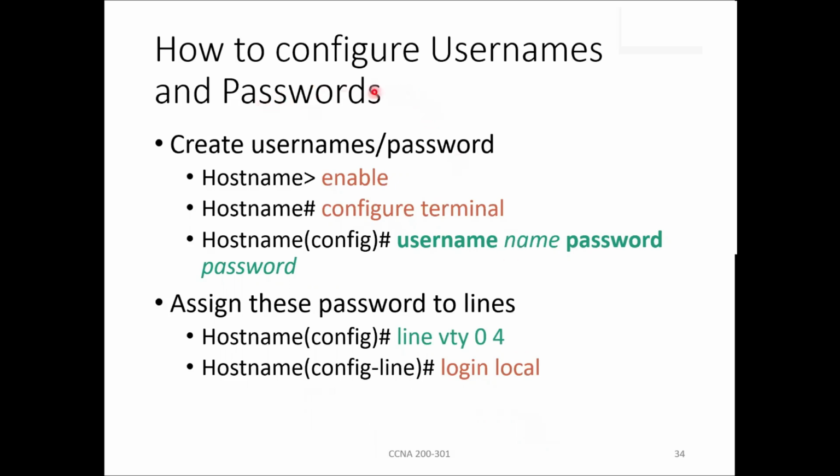After that, we can create individual usernames and passwords as well. Let's say enable, configure terminal, then you say username Bob password Cisco. Like that, we can configure individual local usernames and passwords to log into our switch. But once we configure this, we need to assign this password information inside our line. We can say hostname config line vty 0 4 and say login local. This login local command is very important. With that, we're saying that this username and password need to be used when someone tries to do Telnet or SSH.